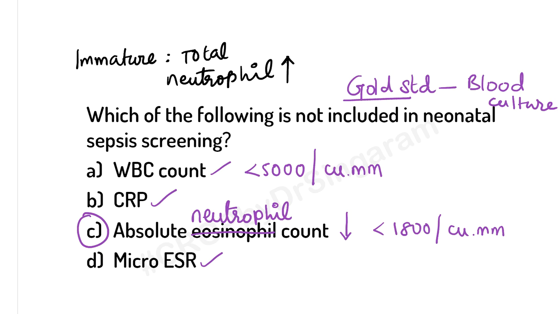So what does the bone marrow do? The bone marrow is under pressure to release a lot of neutrophils. So what happens? The bone marrow starts releasing immature forms of neutrophils into the circulation, and that is what we see in the peripheral smear. Increase in immature neutrophils, or we express it in the form of immature to total neutrophil ratio. Okay, and that is also one more component of the neonatal sepsis screen which you need to know about.